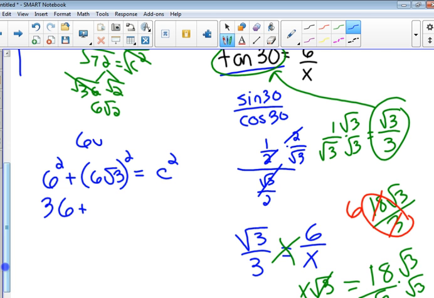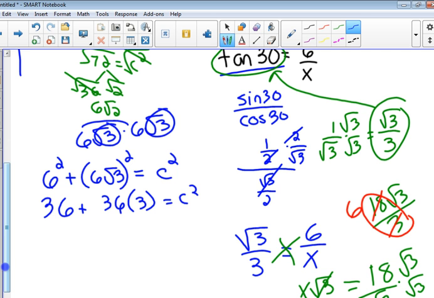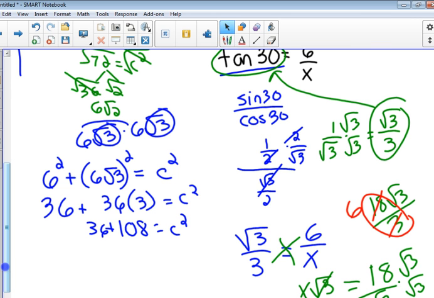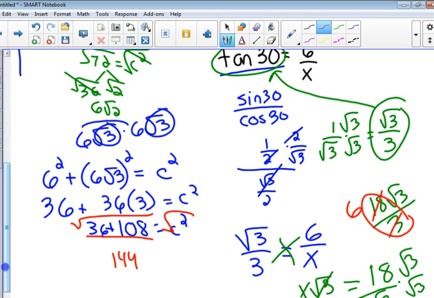So think about it like this, if you did 6 radical 3 times 6 radical 3, what would you multiply that with? Like the first and the inside part. So 6 times 6 is 36. Now if you multiply radical 3 times radical 3, what's it going to be? 3, good. So 36 times 3 is 108, good. Plus 36. I should add those first. 144. And then you get C equals 12.